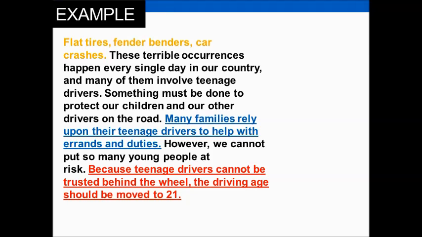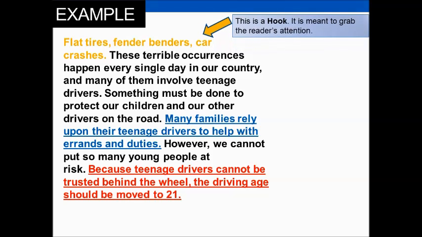Let's take a look at an example introductory paragraph based upon the steps we discussed on the last slide. Flat tires, fender benders, car crashes. These terrible occurrences happen every single day in our country, and many of them involve teenage drivers. Something must be done to protect our children and our other drivers on the road. Many families rely upon their teenage drivers to help with errands and duties. However, we cannot put so many young people at risk. Because teenage drivers cannot be trusted behind the wheel, the driving age should be moved to 21.